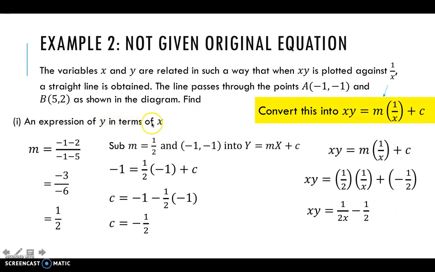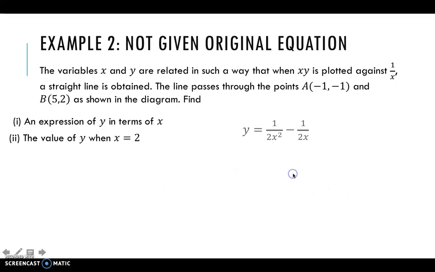But we want y in terms of x, which means that on the left hand side, I want everything to be y and y only. On the right hand side, I want everything to be x, which means that I need to divide both sides by x. I will get 1 over 2x squared minus 1 over 2x. So this is my expression of y in terms of x. Given this expression, I can easily find the value of y when x equals 2. Just do a simple substitution and you'll get y equals -1 over 8.